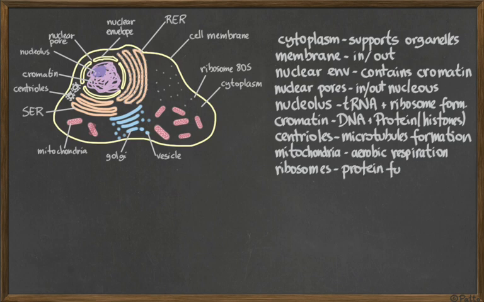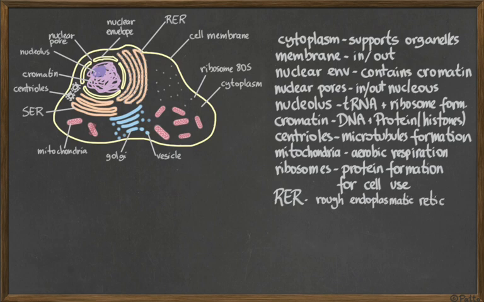Ribosomes, in the same way as in the prokaryotes, are for protein formation. The free ribosomes are for the cell's own use. So the free ribosomes make proteins that the cells are going to be using themselves. And the rough endoplasmic reticulum with its ribosomes is also for protein production, but they produce proteins for export. They produce proteins that are to be sent out of the cell.